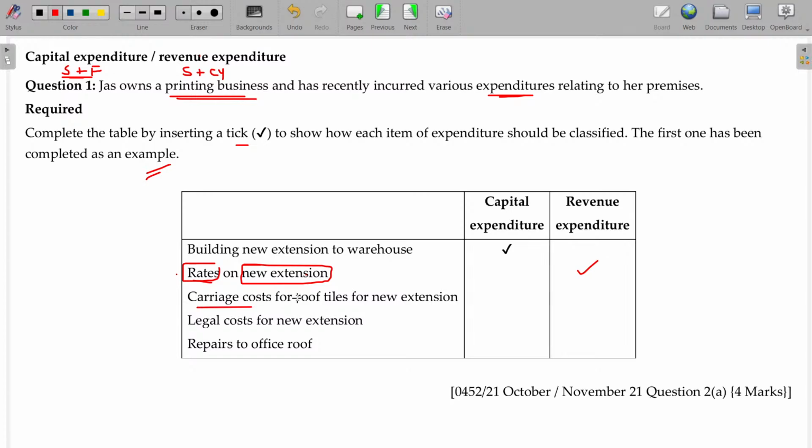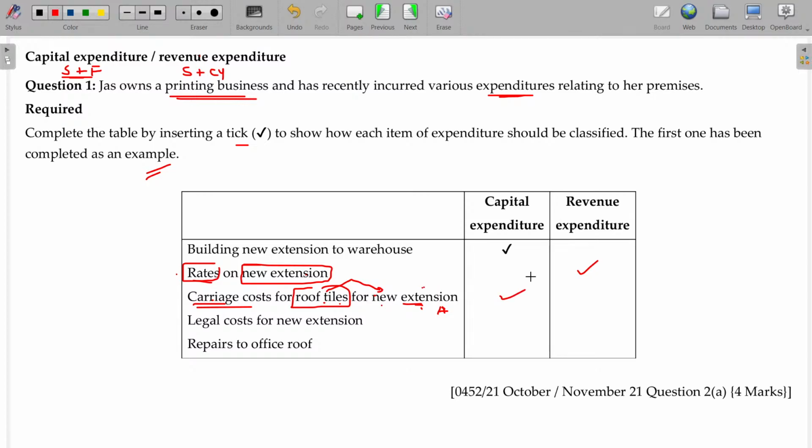Carriage cost for roof tiles for extension. Tell me, why do I purchase the roof tiles? For the new extension. New extension is nothing but an asset. Unless you purchase the roof tiles, the new extension is not possible, and roof tiles will not come from the supplier's point to your point automatically unless you spend the carriage cost. So you are incurring carriage cost, transport cost, whatever it may be. That also forms part of the asset only. Asset means capital expenditure.